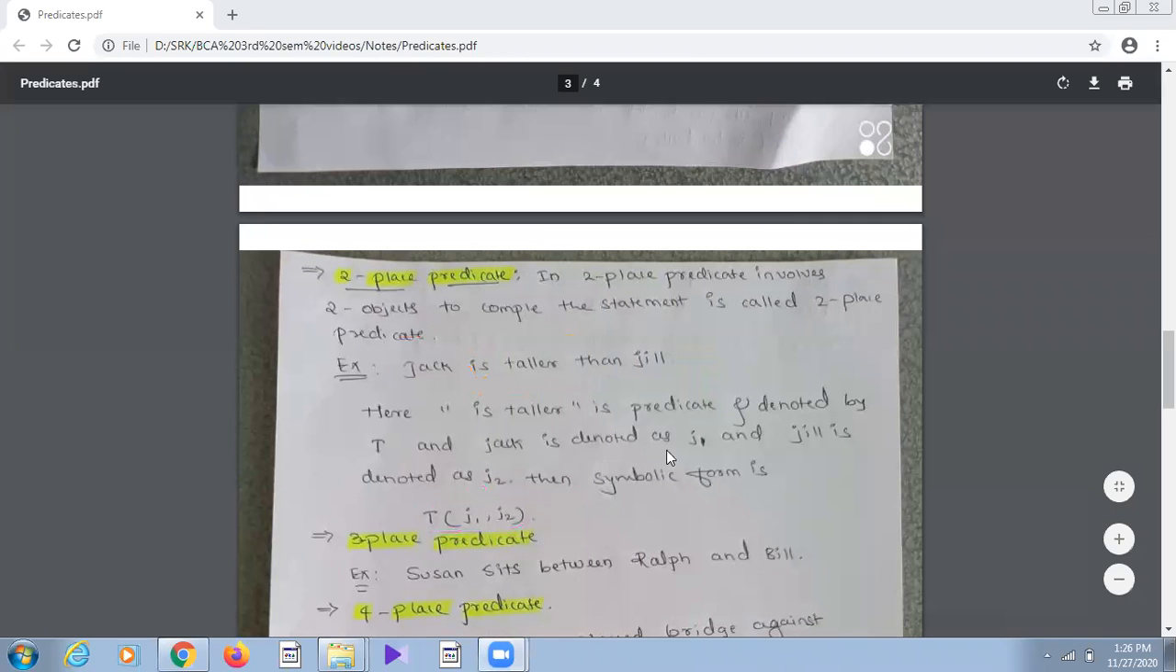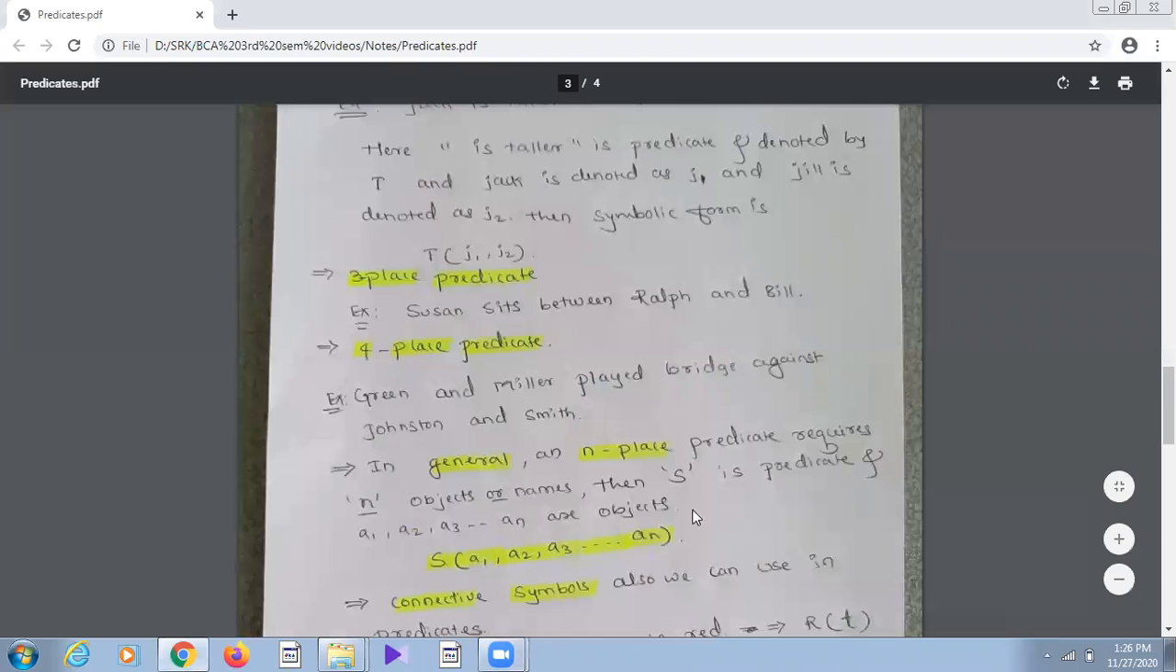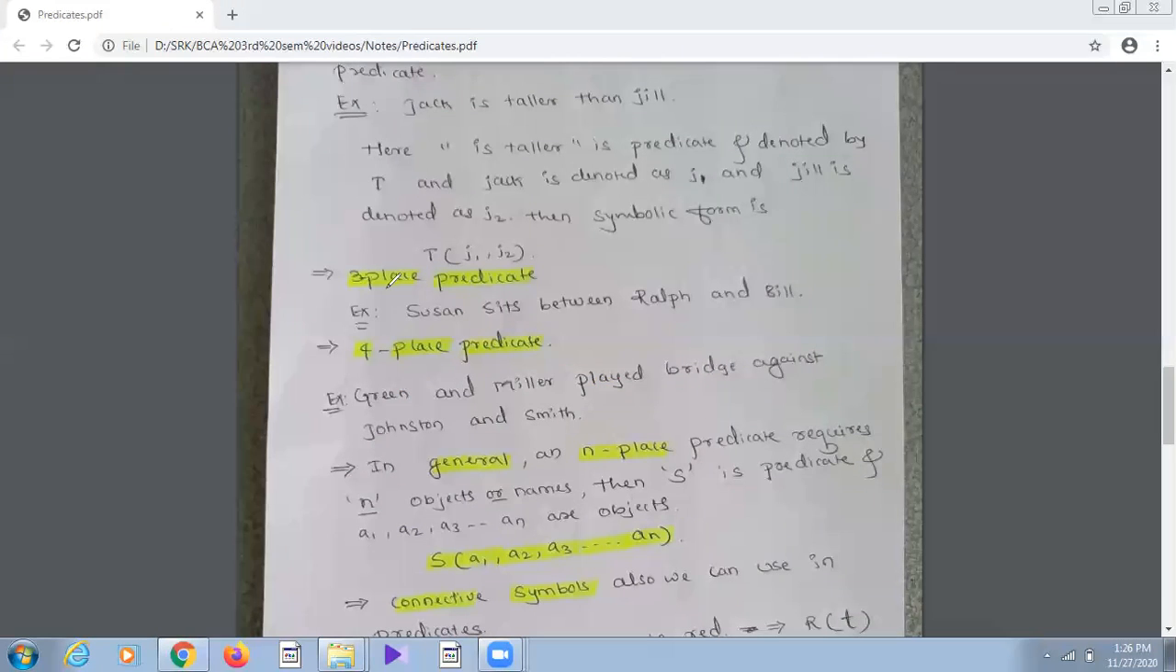So the next point is the three place predicate. A three place predicate means there have to be three objects, or three individual names, in the primary statement. Here Susan is one individual name, Ralph is an individual name, and Bill is one more individual name. So there are three objects, three individual names. That's why this primary statement is a three place predicate.